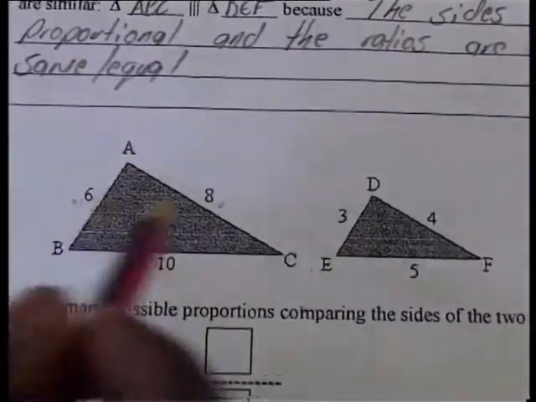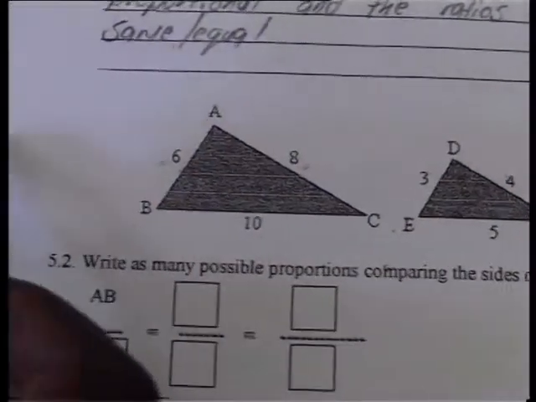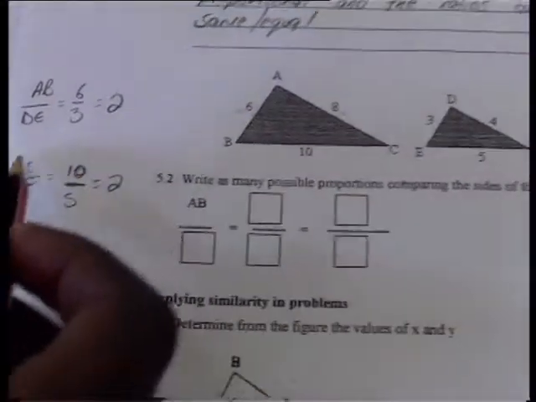AB over DE, we divided the 6 and 3, and we got 2. Then we did BC over EF, which is BC is 10, EF is 5. We divided, and it equals 2. And this one, AC over DF, which is 8 AC, and DF is 4. We divided and got 2. That's why we say the ratios are the same, and the sides are proportional.